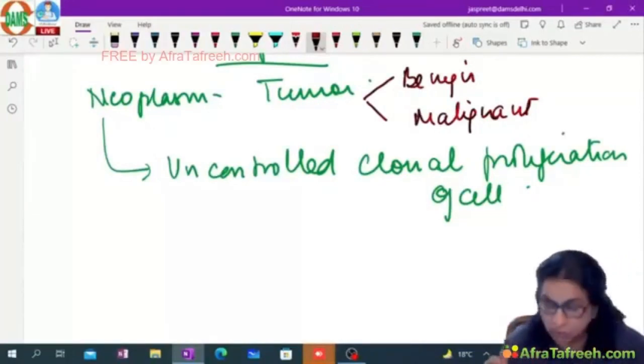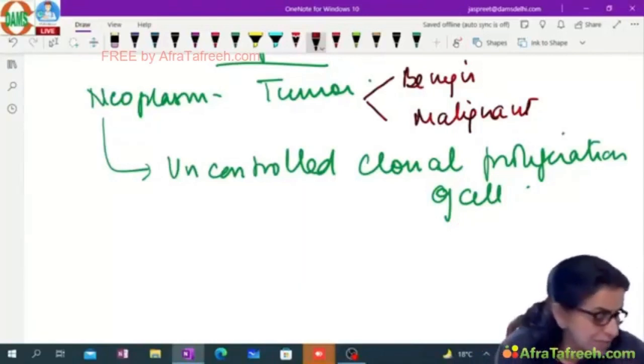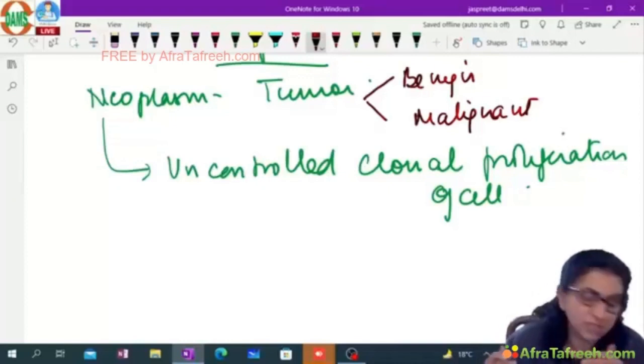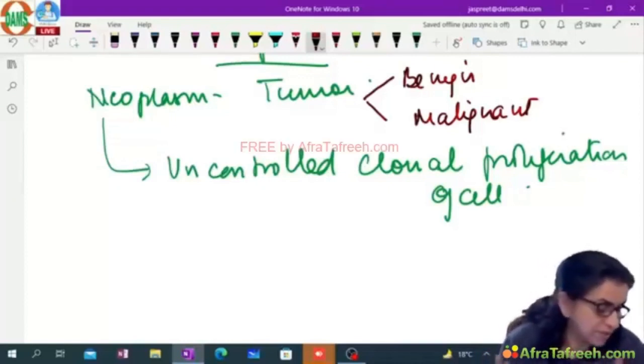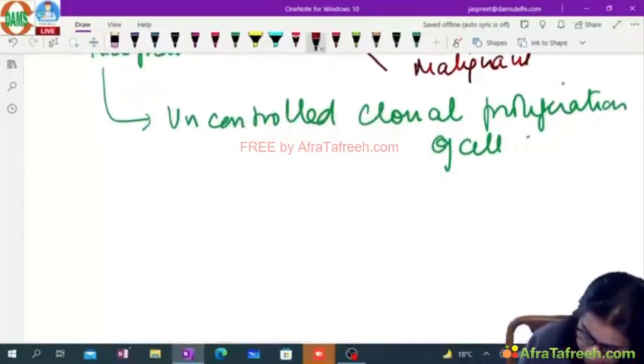Now before we look at tumors, there are two terms that we have to understand. What is dysplasia? What is carcinoma in situ? What is invasive carcinoma? What is metastasis? These are a few terms. First, let us look at number one.